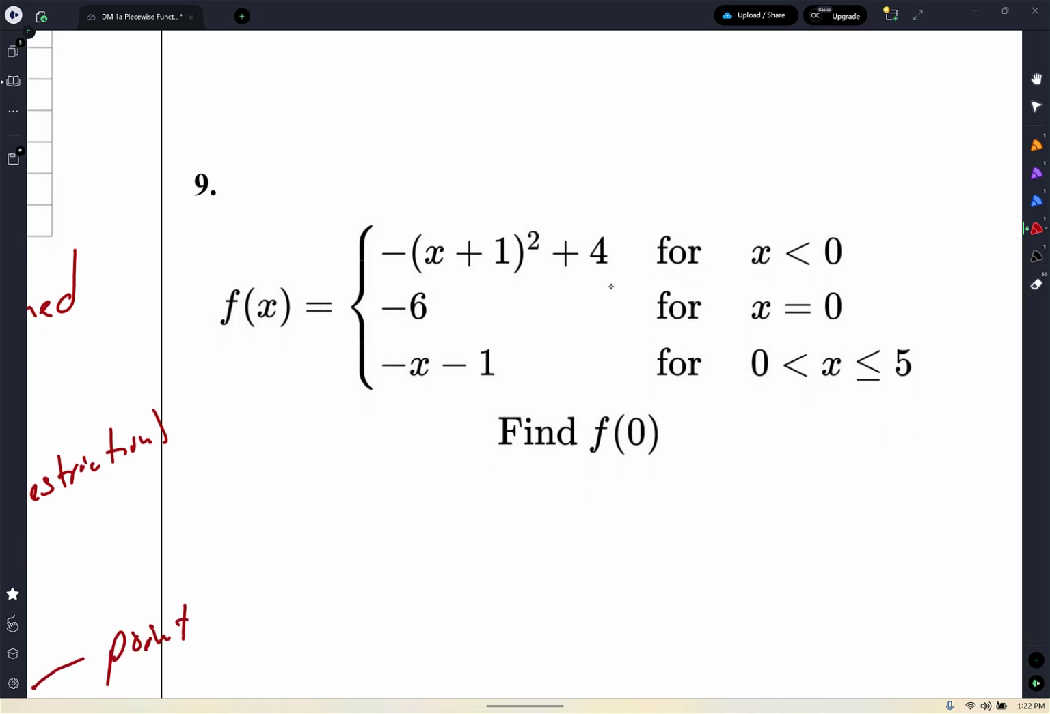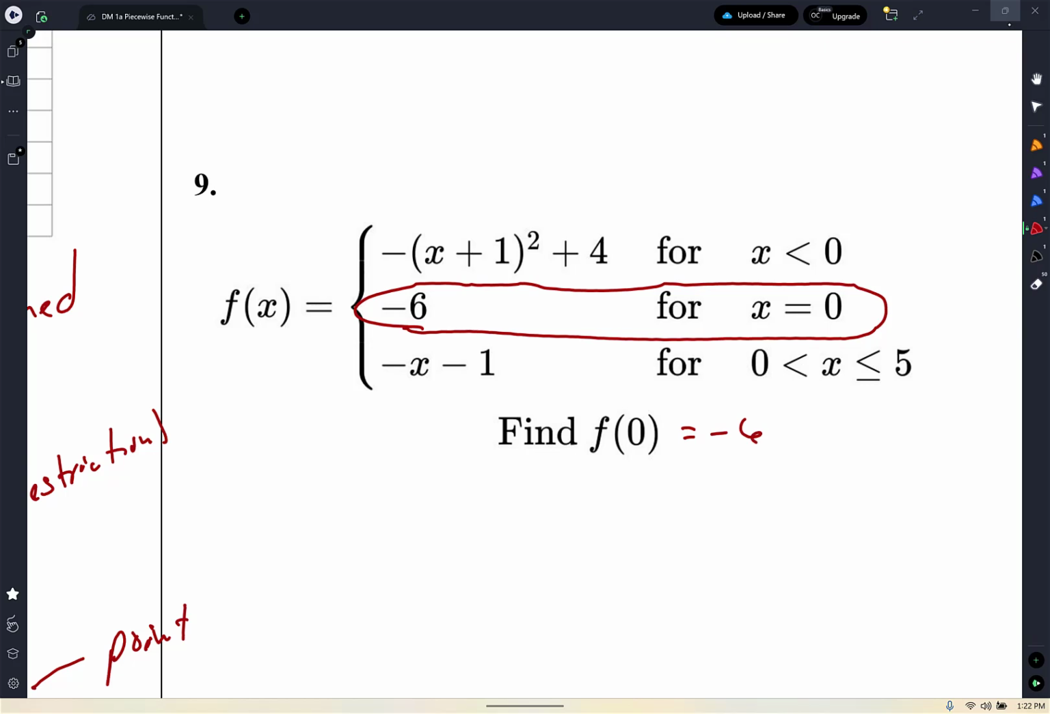Number 9, and let me know if I go too fast. If I go too fast, let me know, guys. Number 9 says find f of 0. When x is 0, what is the y value? Negative 6. That's it. See? That's it.